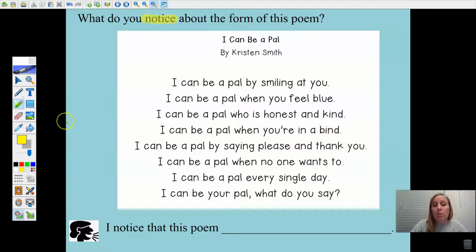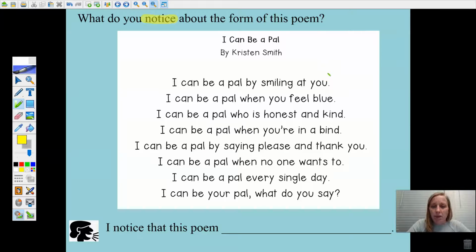All right, so check out the poem. I'm going to read the poem out loud to you, and you're going to be thinking about what you noticed. On the next slide, you are going to get to write what you noticed. I Can Be a Pal by Kristen Smith. All right, so I'm already noticing a title there. I'm not sure if you saw that, but most books don't have the title right at the top of the first page. And I don't see many pages. I see it all on one page, so that's something I'm already noticing.